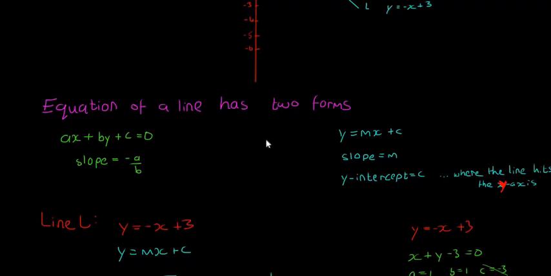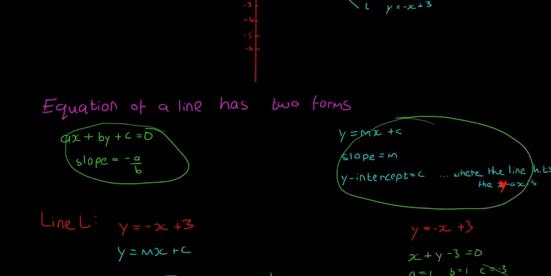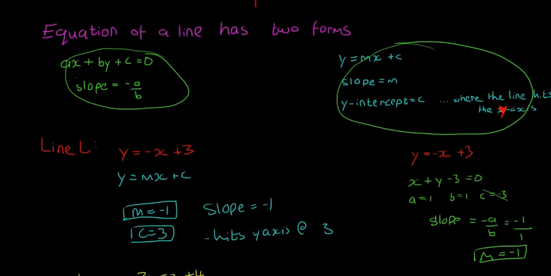So that's all there really is to that video. I just wanted to show you the two forms of the line. So again, you need to know that minus a over b is the slope, and you need to know this here. Yeah, so those two things.